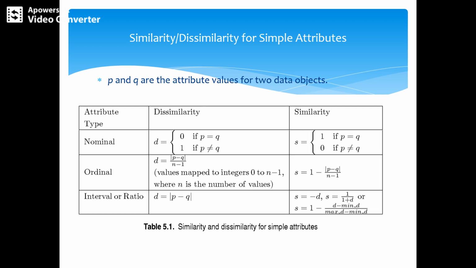The next one is interval or ratio. Dissimilarity is calculated as d equals the absolute value of P minus Q, and similarity is s equals minus d, or s equals 1 over 1 plus d, or s equals 1 minus (d minus min d) over (max d minus min d). This table tells you about the similarity or dissimilarity of any kind of simple attribute.